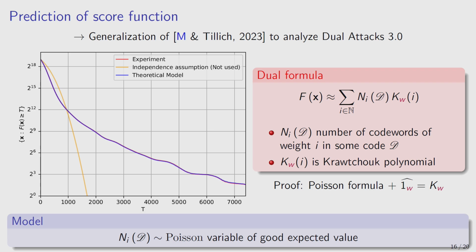This dual formula makes intervene the number of code words of a certain weight in some code, and makes intervene the Krawtchouk polynomial of degree W. To get this dual formula, we use the Poisson summation formula on the score function, and we use the fact that the Fourier transform of the indicator variable of weight W is in fact the Krawtchouk polynomial of degree W. This indicator variable comes because we consider dual vectors of weight W. Then we model the number of code words of weight E in some code by a Poisson variable, and we are able to get a model for the distribution of the score function.